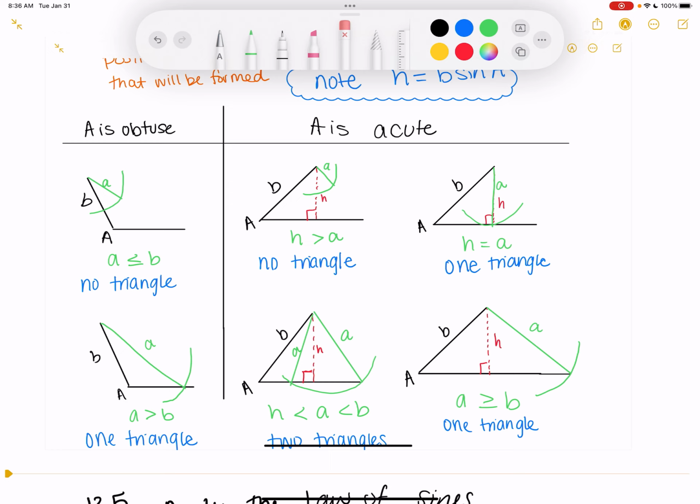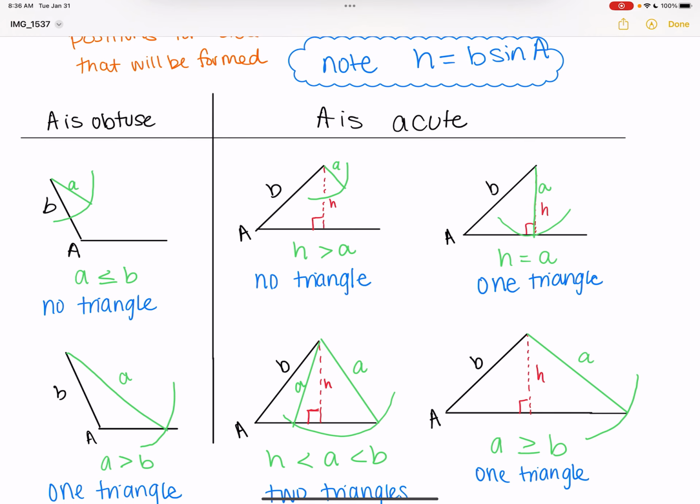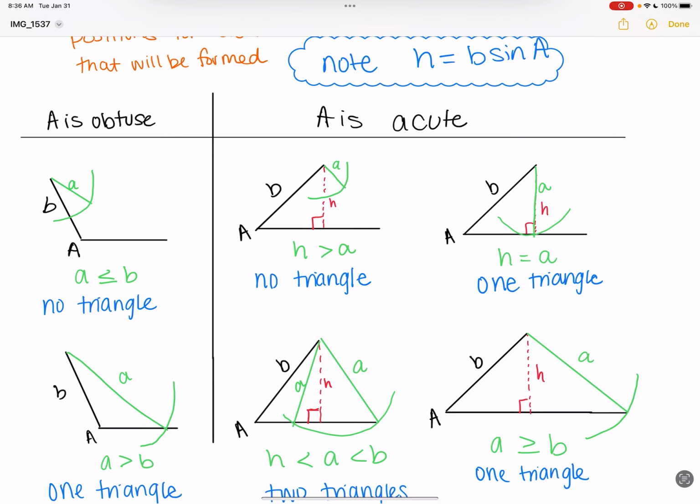But with two triangles, there's going to be two ultimate options. There's going to be one really big triangle, and there's going to be one smaller triangle that typically is going to end up with an obtuse angle for it. So basically, A is so big that when it is swooped around, it's going to end up intersecting at two different points. So that's what we're going to attempt to draw.